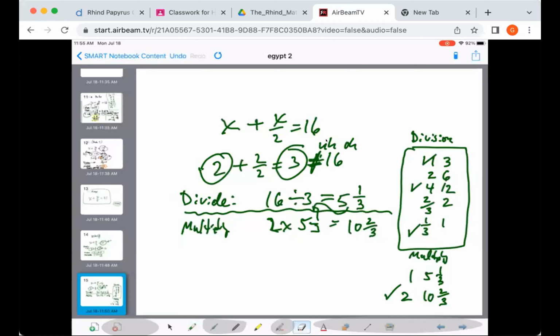Well, let me do this. First of all, I'm going to erase the 16 from that step there. I'm going to leave it as just equals 3 and say, okay, I got 3. I didn't want 3. I wanted 16. My answer is too small. I'm going to need to multiply it by something so that when I plug in, I don't get 3, I get 16.